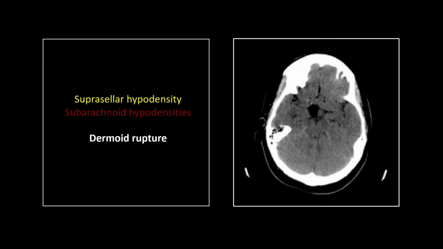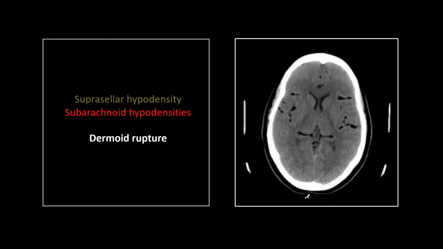Few straightforward ones, a dermoid rupture. When you see fat density intracranially, you know the problem, certainly. Suprasellar cistern there, you can see that fat density, and once these rupture, they spread all throughout all the sulci and coat all the surface of the brain.